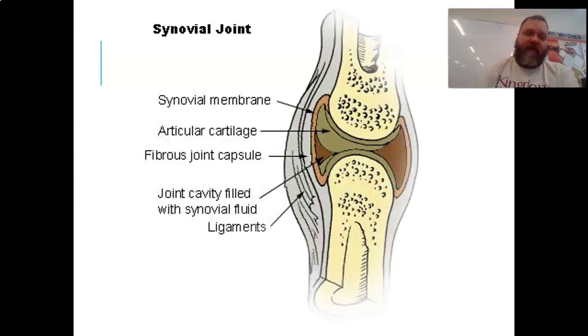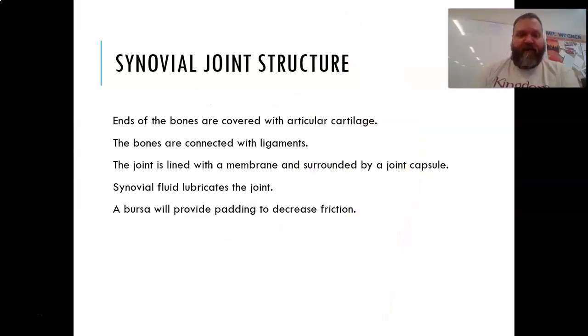So here's an example of what a synovial joint looks like. There's a membrane, there's cartilage in between the two, and there's a joint cavity filled with synovial fluid. The fluid makes them rub past each other smoother and cleaner, with less friction. The ends of the bones are covered with articular cartilage. We already talked about that. The bones are connected with ligaments. Remember blab: bone, ligament, and bone.